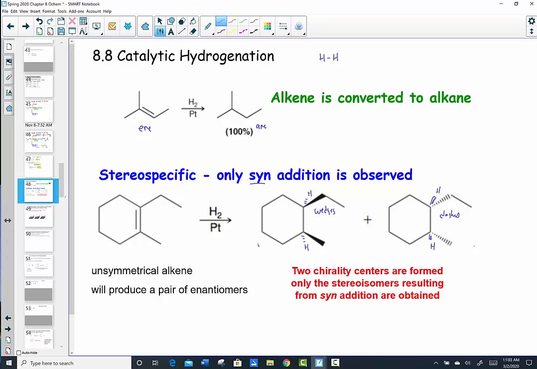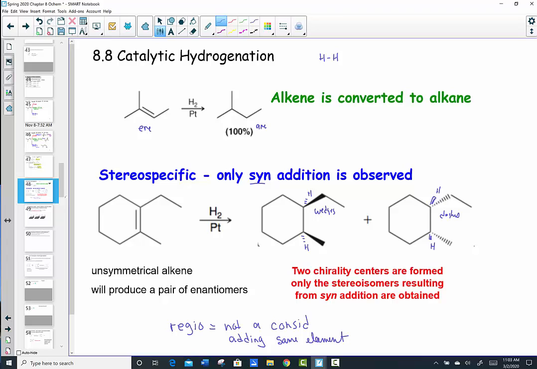And think about regioselectivity is not really a consideration here because we're adding the same element across the double bond. So since it's a symmetrical addition, we really don't have a regio center to worry about. All right, so adding HH across the double bond in a syn addition.